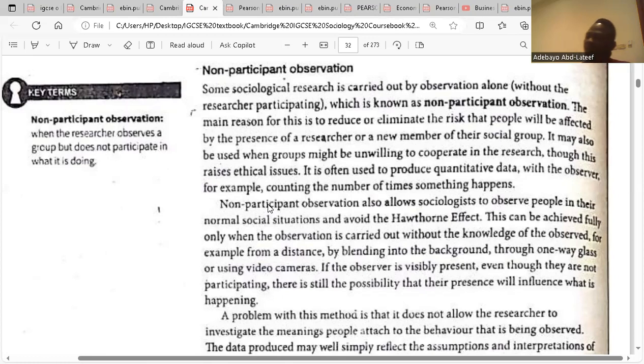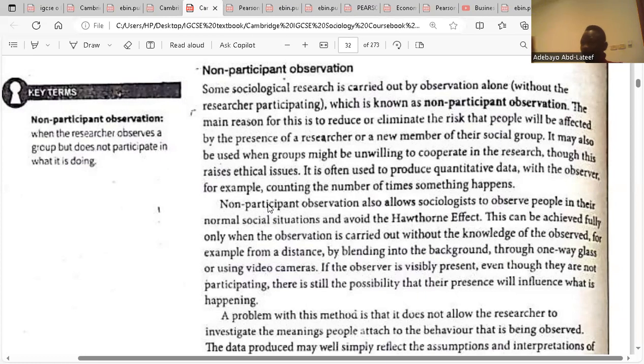The problem about this method is that it doesn't allow the researcher to investigate the meaning people attach to the behavior that is being observed. You are observing a behavior, but you won't be able to ask questions about the meanings people have given to such behavior because you are not participating. So there will be a limit of information. All the information you get might be based on your own assumptions and interpretations. And that is a problem. Do you get what I'm saying here?